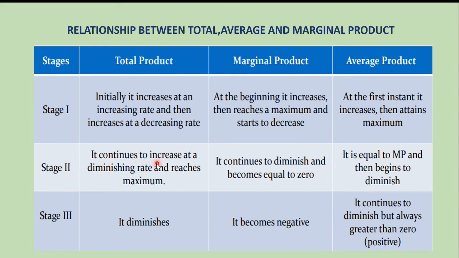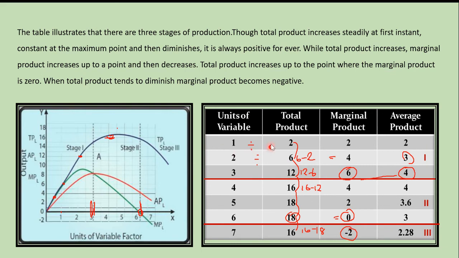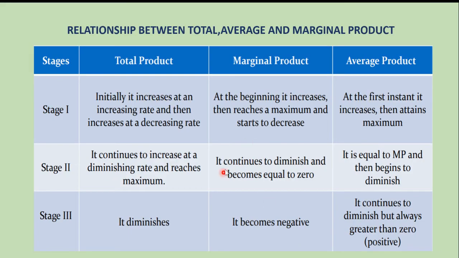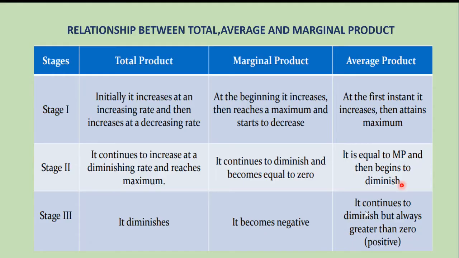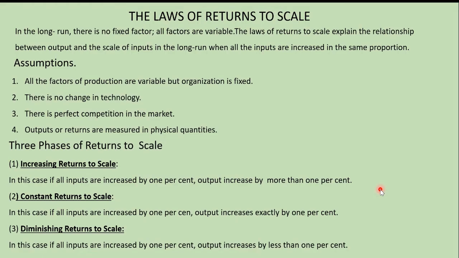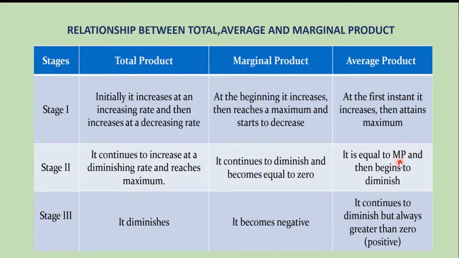Second stage, it continues to increase at a diminishing rate and reaches the maximum. So it was increasing, it became constant, and then it started decreasing. Marginal product continues to diminish and becomes zero. It continues to diminish, 4, 2, then it reached 0. Average product is equal to MP and then begins to diminish. Here it became equal to MP and then it started to diminish.